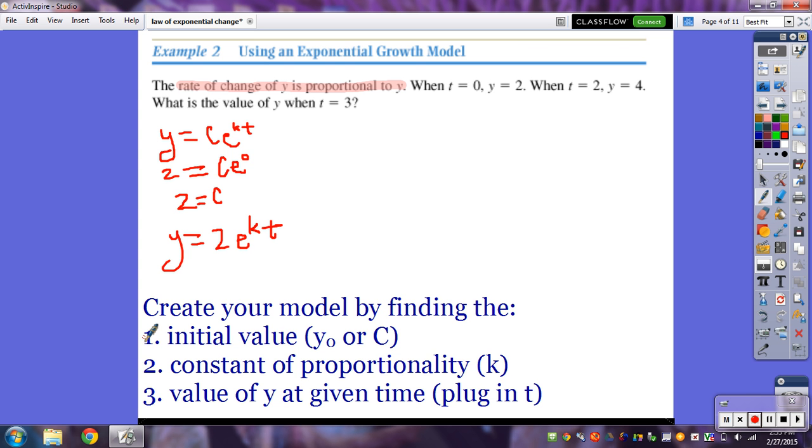The next step is to find your constant of proportionality. That's your k, your growth or your decay constant. In general, we call it the constant of proportionality. If I were to rewrite it as a differential equation, it would be that constant that represents the proportional growth. And so you use the second set of information to do that. When t equals 2, y equals 4. So plug 2 in for t, 4 in for y, and solve.